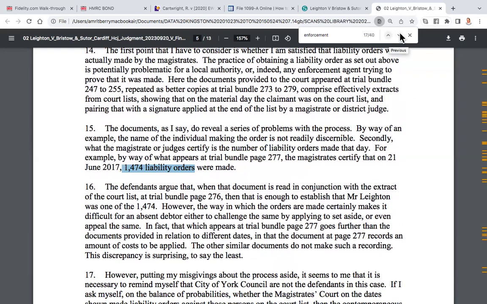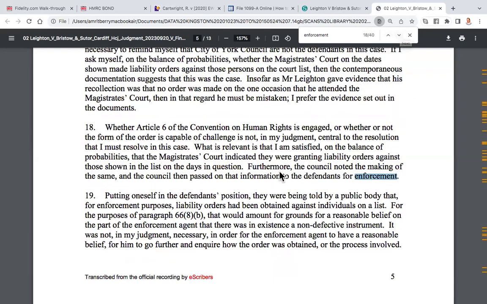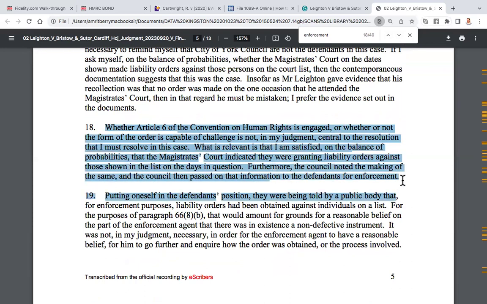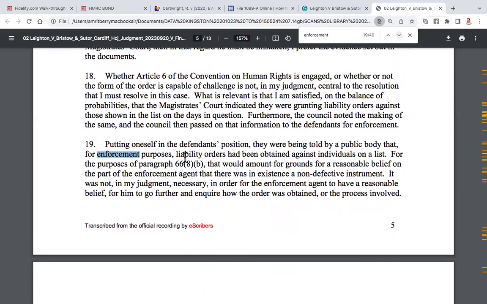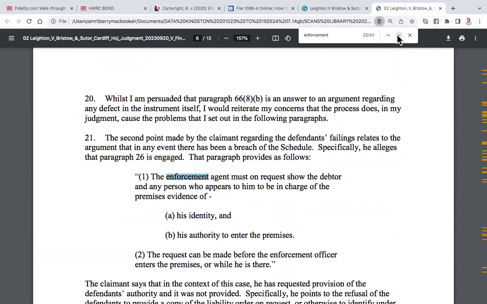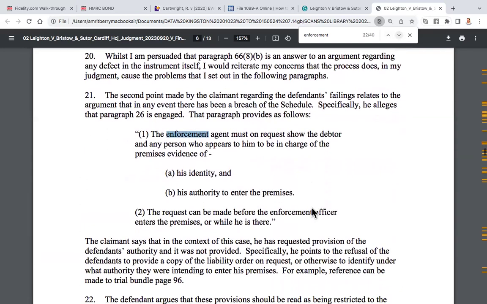Okay, let's carry on. Sorry, just rushing. So the council noted the making of the same, then passed on the information to the defendants for enforcement. So what they've done is they cleverly removed the council, so that you couldn't get them to remedy all the other thousands and millions of liability orders that they've issued over the last 30 years since the councils came in. So they're trying to defend that they thought they had the authority to do this, but because the statutory right of appeal has been denied, the orders were unenforceable.